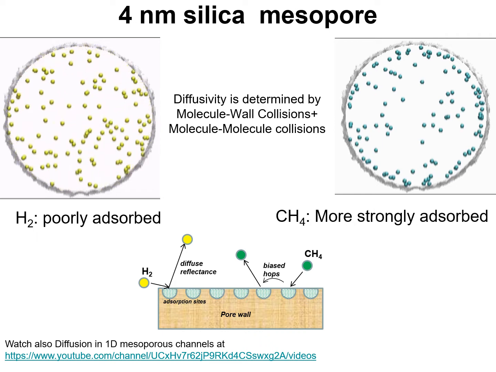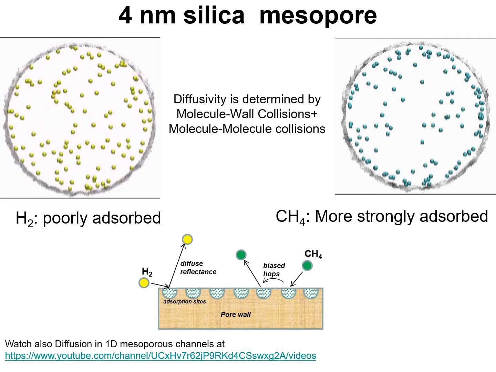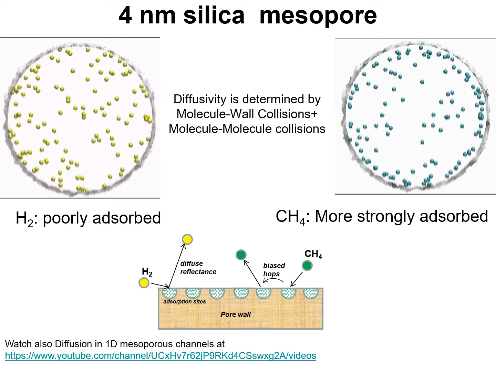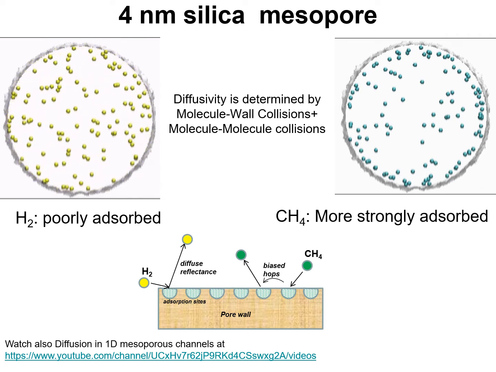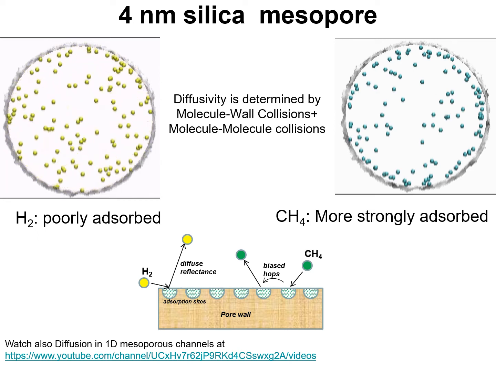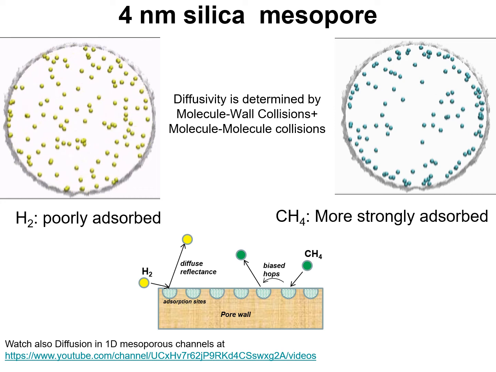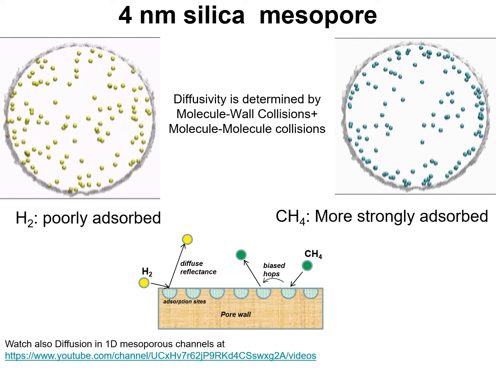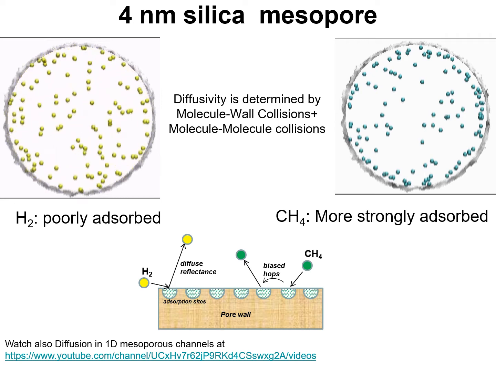We look at diffusion of hydrogen inside a 4 nanometer mesopore. The hydrogen molecules collide with other hydrogen molecules. They also collide with the wall. On colliding with the wall, a hydrogen molecule gets reflected.